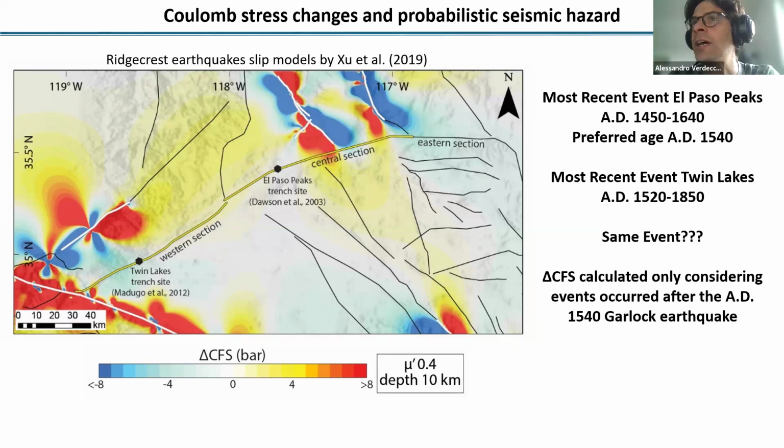The Garlock fault has a very nice paleoseismological data set. And according to paleoseismological data in two main trench sites, here and here, the most recent events in both paleoseismological sites can be dated around 1500. And the nice thing is that this 1500 earthquake was dated in both the central and western section. That means that they're probably the same event, and considering how big the fault is, this event probably ruptured the entire central and western section in a huge earthquake.